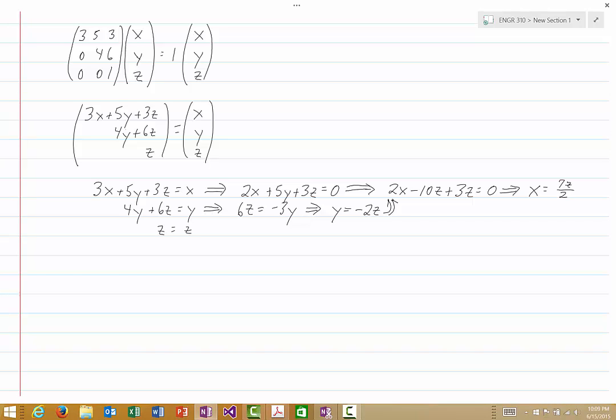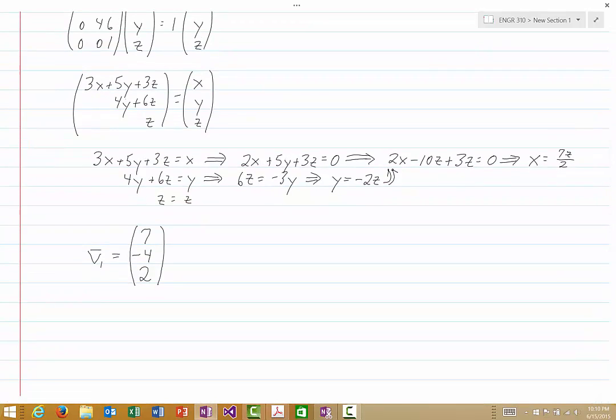So we have x equals 7z over 2, and y equals negative 2z, and z is equal to z. So everything now is in terms of z, and in order to avoid fractions, I'll choose z equals 2. Therefore, if z is equal to 2, then x must be equal to 7, and y must be equal to negative 4. So this is an acceptable answer for V1. Now, any non-zero multiple of that vector is also an acceptable answer, but this is an easy choice, so I'll stick with this.